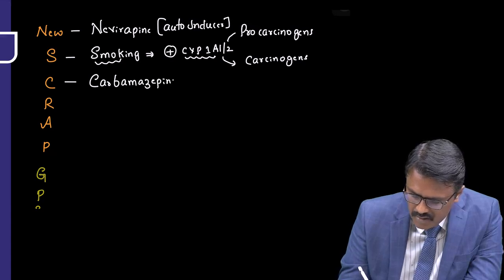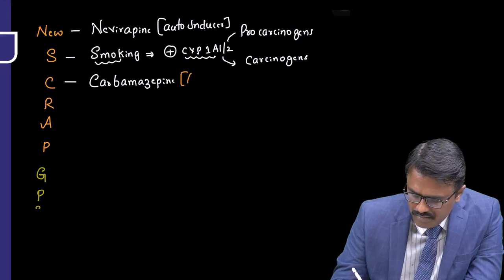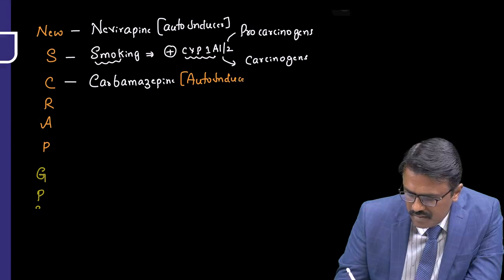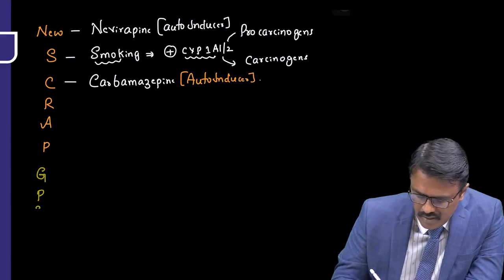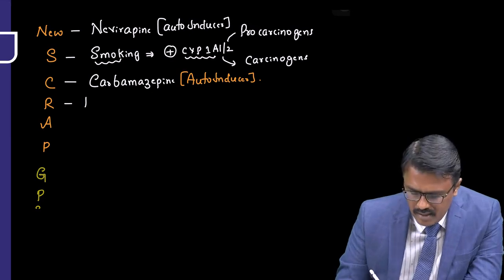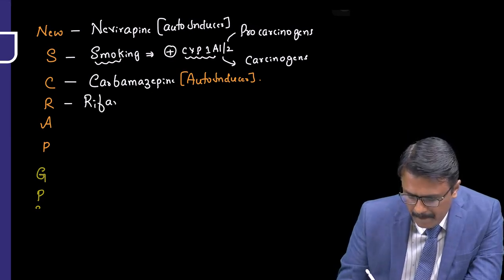Another anti-epileptic drug by the name carbamazepine. Now remember, this is also an auto-inducer. R for an anti-TB drug, rifampicin.